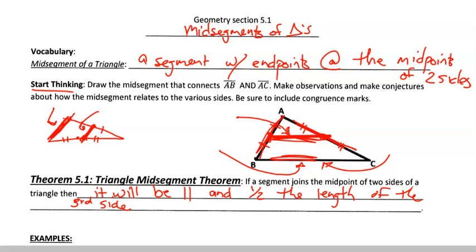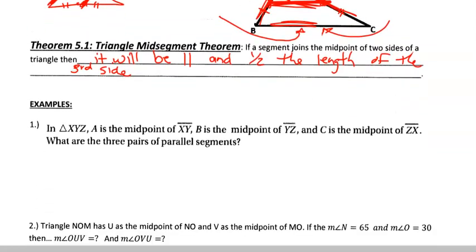So that's basically the most important thing with 5.1. It's just about a mid-segment, and mid-segments are going to be parallel and half the length. And I'll be able to create problems where you have to use both of those aspects.